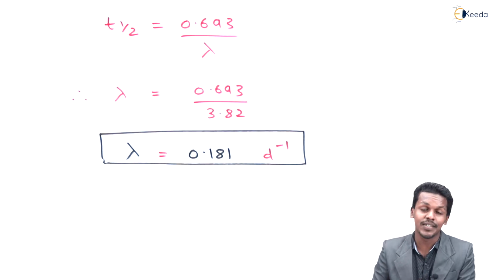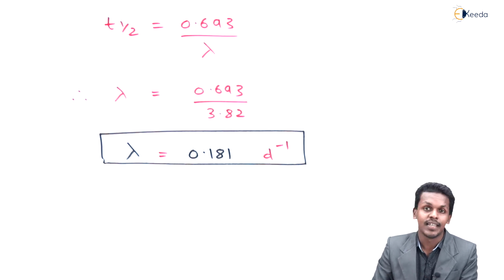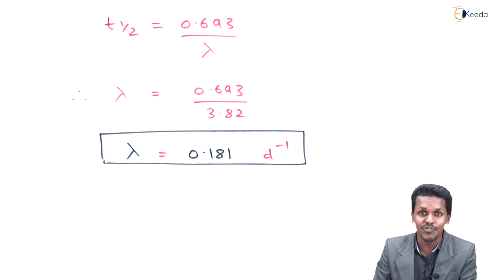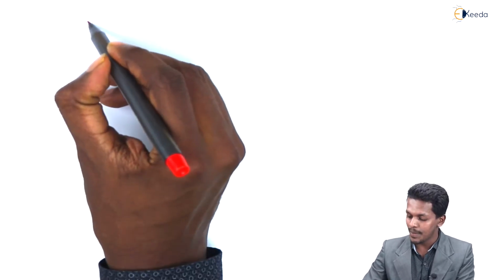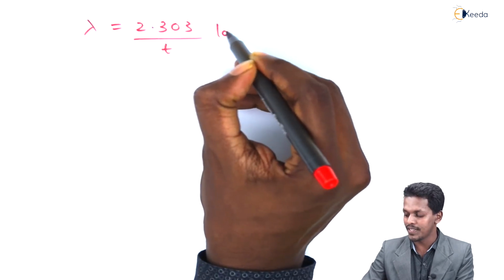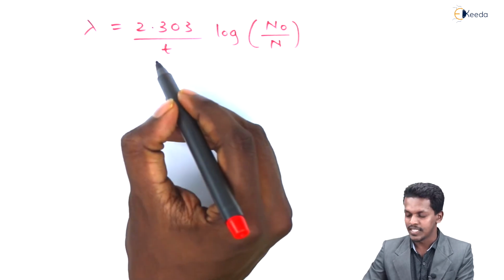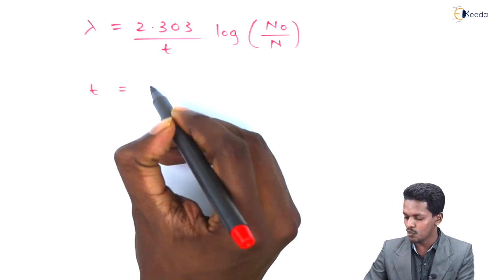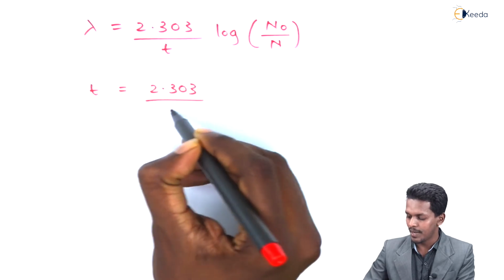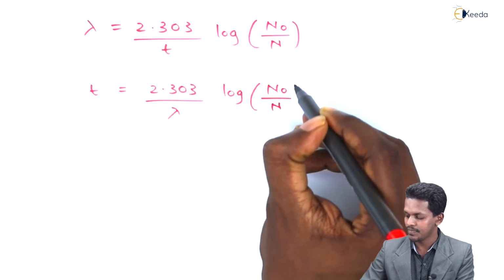But this is not the final answer. We have to calculate the time required to convert 100% of the radon to 0.1%, that is, when 99.9% has decayed. So let us find the time required for this change. For that we have the formula: lambda is equal to 2.303 divided by time, times log to the base 10 of N naught divided by N. Since we have to calculate the time, T is equal to 2.303 divided by lambda, times log to the base 10 of N naught divided by N.